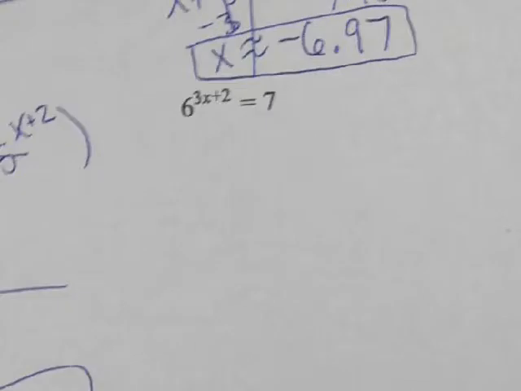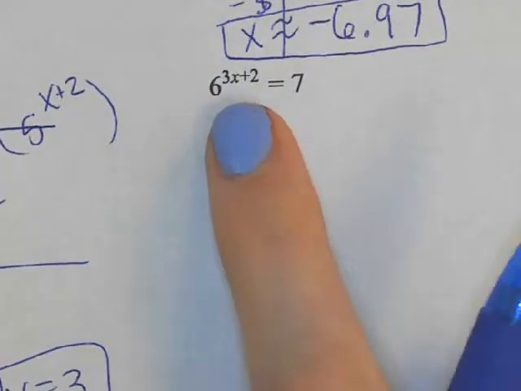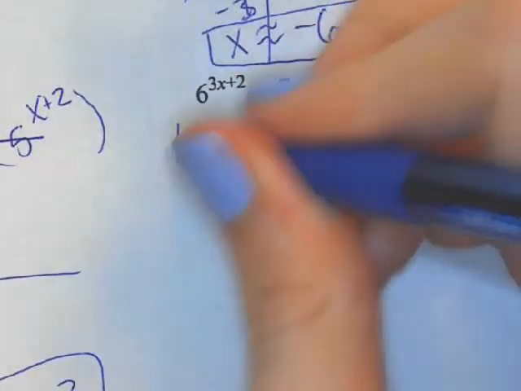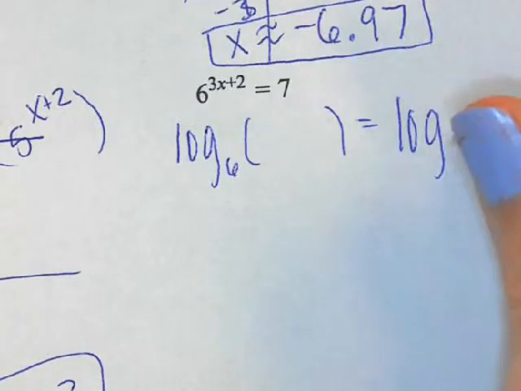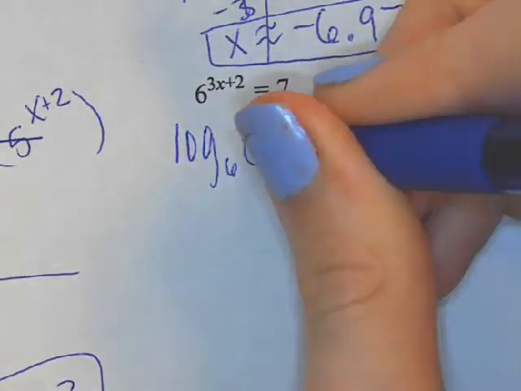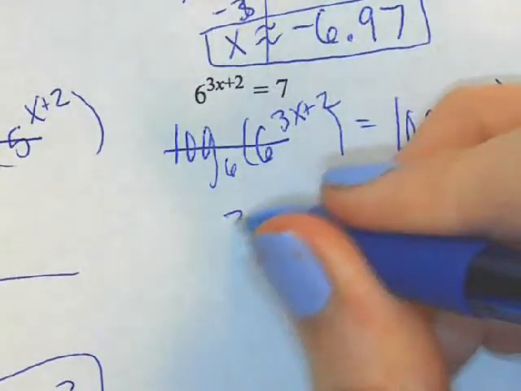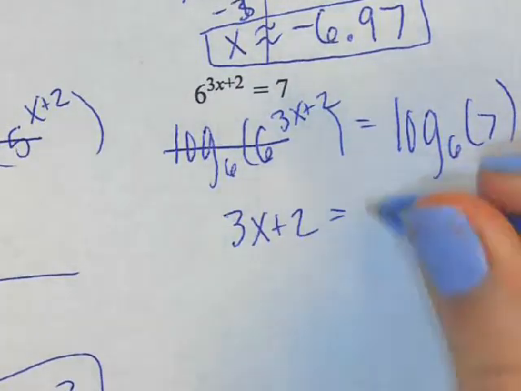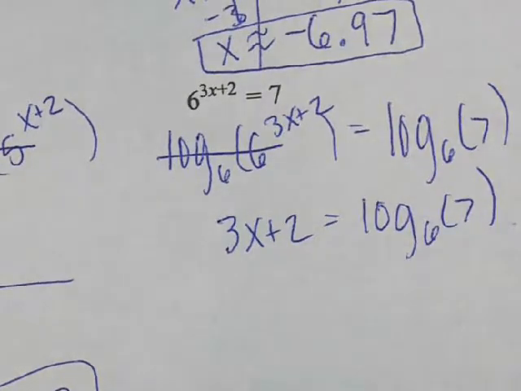Alright, next one. This one says 6 to the power of 3x plus 2 equals 7. There are no outside values. How do I get rid of the exponent base of 6? Log base 6 on both sides, which cancels off the exponent base. So we drop down: 3x plus 2 equals log base 6 of 7. Do not type it in your calculator until you have x fully by itself.